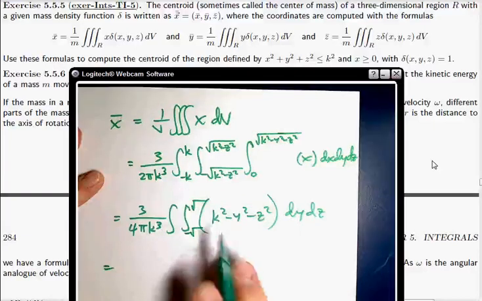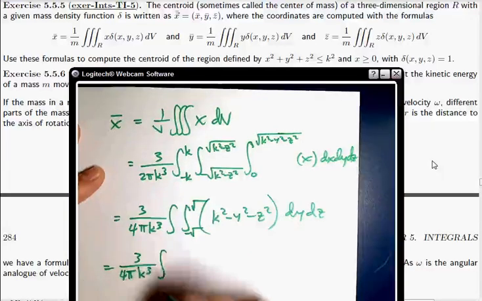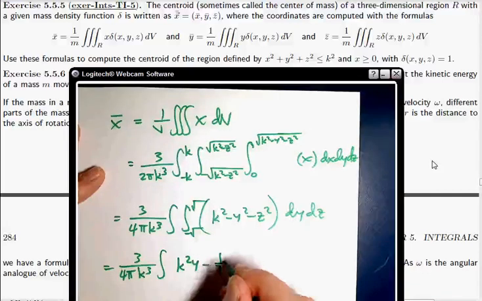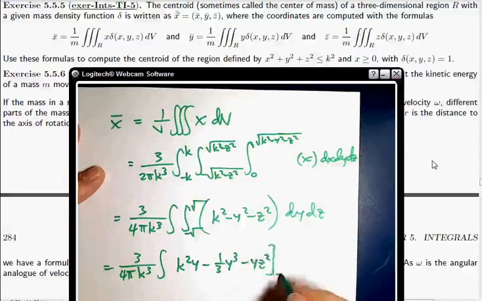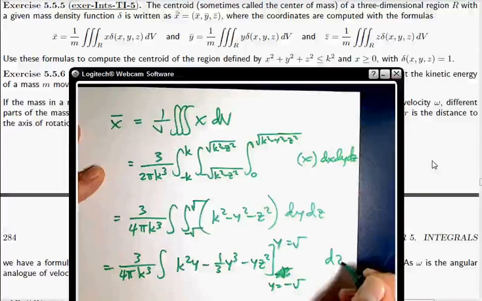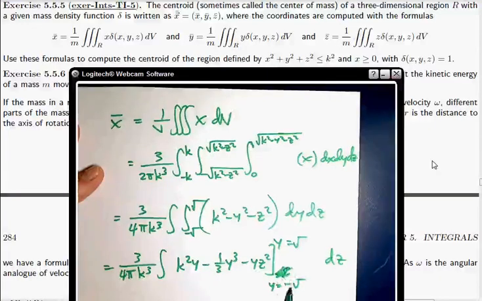Well, let's see. You have. Wow, I'm trying to do too much in my head here. It's a bad habit of mine. K squared y minus 1/3 y cubed minus yz squared. Plug in for y, negative square root and square root. And these are odd powers of y. You're plugging in negative values so they don't cancel. They're going to double. That's right.